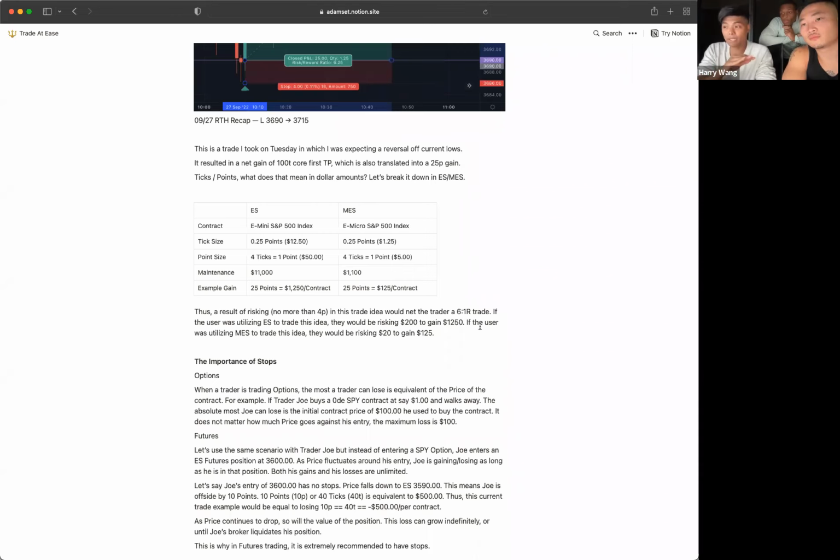Let's use the same scenario, but with Trader Joe, instead of entering a SPY option, he enters an ES position. He's going to take the same entry at 3,600. As price fluctuates around his entry, Joe is gaining and losing as long as he's in that position. Both his gains and his losses are unlimited. Let's say Joe's entry of 3,600 has no stop. Price falls down to 3,590. This means Joe is currently offside by 10 points. 10 points is 40 ticks, which is the equivalent of $500. Thus, this trade example would equate to losing 10 points, or 40 ticks, or negative $500 per contract.